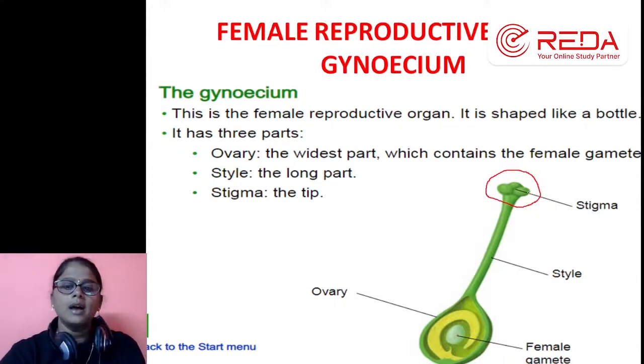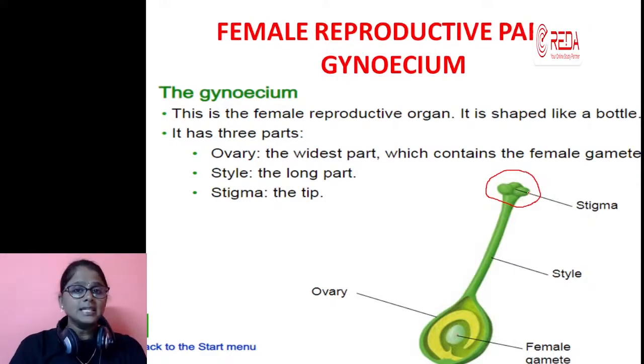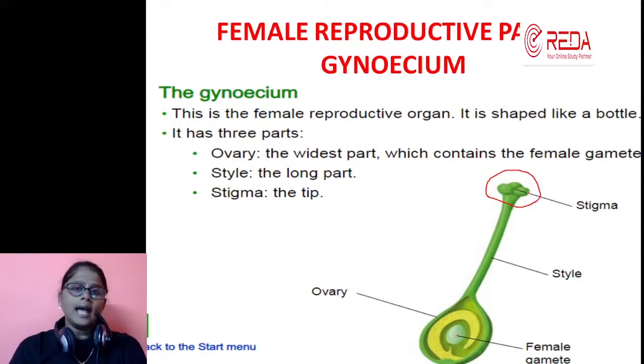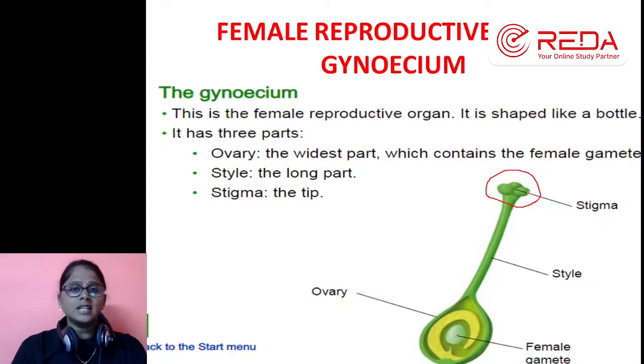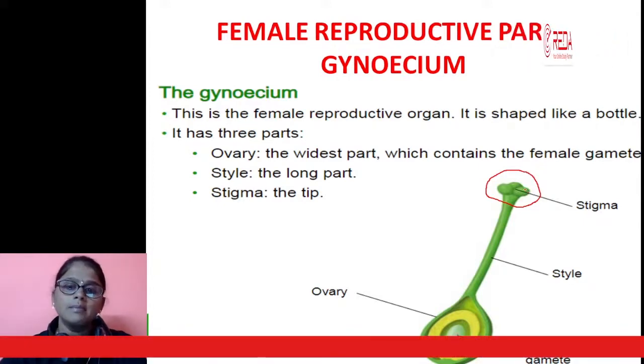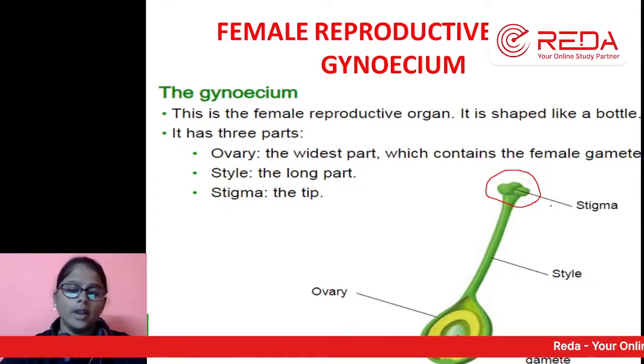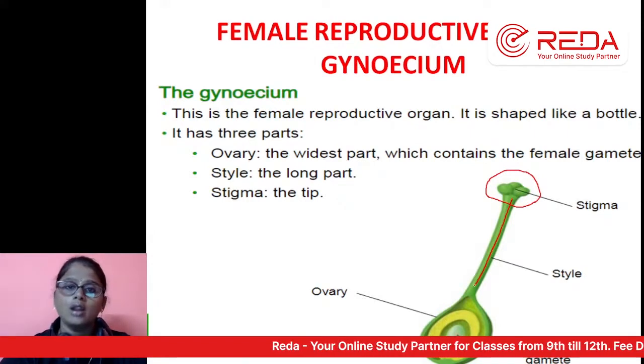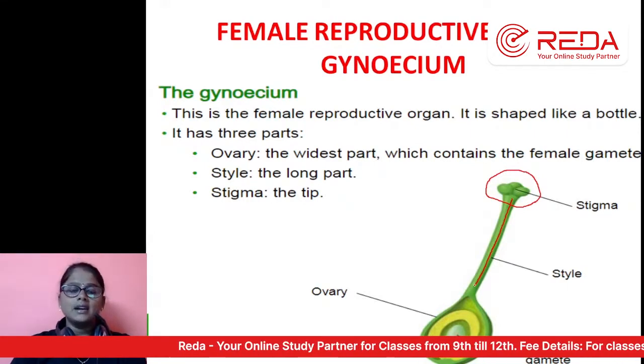This stigma is going to receive the pollen grain, which is liberated by the anther during the maturation process. The pollen will stick to the stigma, and later, as we will discuss, it produces the pollen tube, which contains the vegetative cell and the generative cell. The stigma is connected to the ovary by a long stem-like or stalk-like structure, which we call the style.